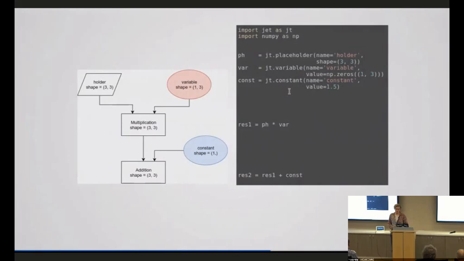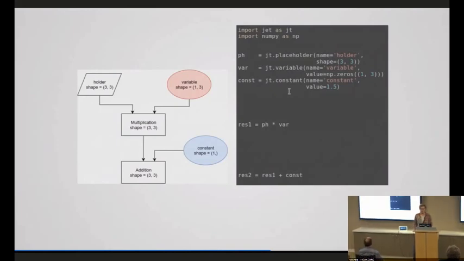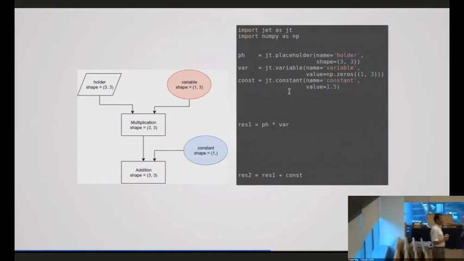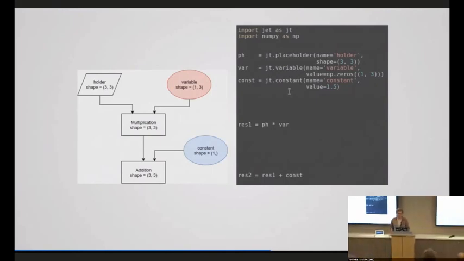Just to show you a short example of how this works, we have three types in JET: a placeholder, a variable, and a constant. A placeholder is basically the input to the function that you're going to generate. A variable is something that you can change, since what we're generating is actually a class that has a variable. And the constant is obviously something that will never change. And then we have overloaded all the operators on these custom types.